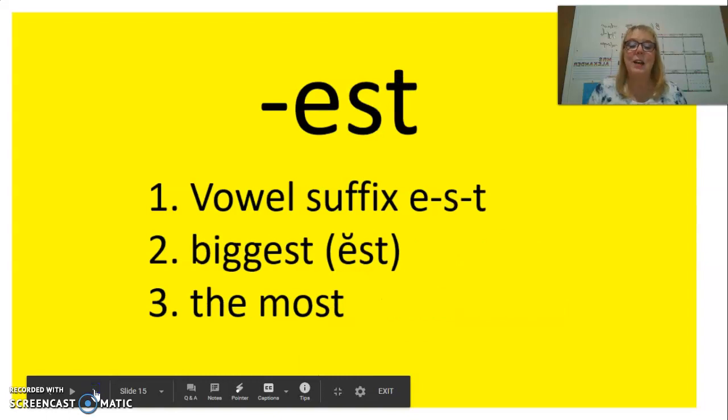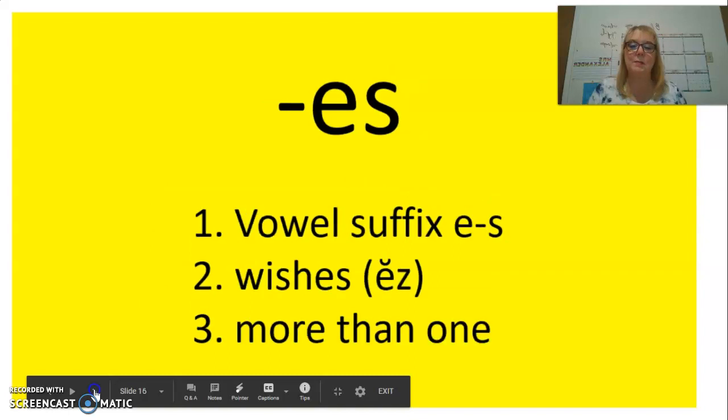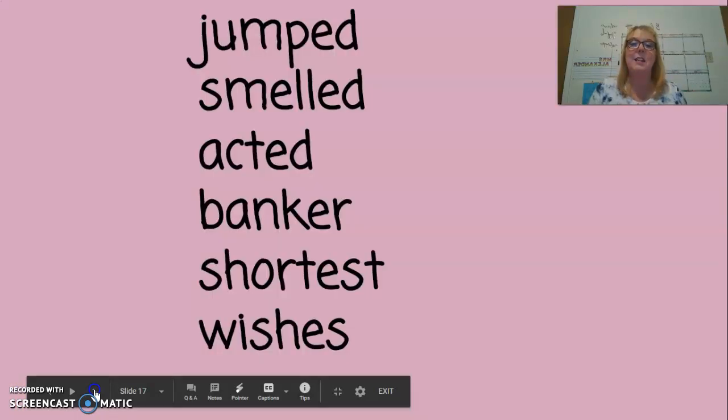Est. Vowel suffix est. Biggest. Est means the most. Es. Vowel suffix es. Like wishes, es means more than one. Now back to these words. Let's go ahead and code them, and don't forget to box the suffix.